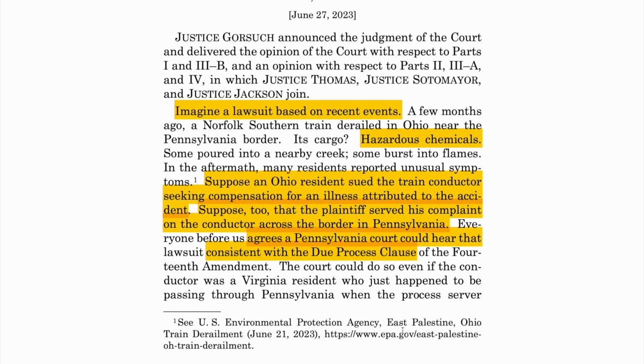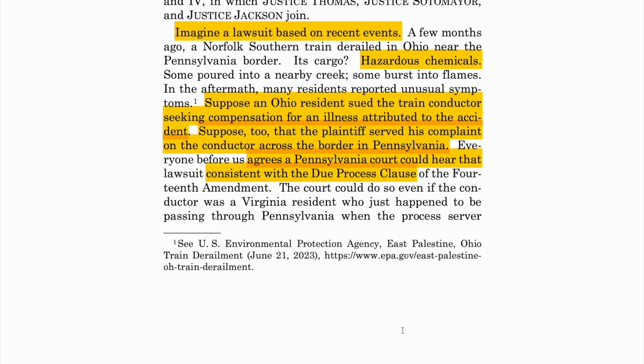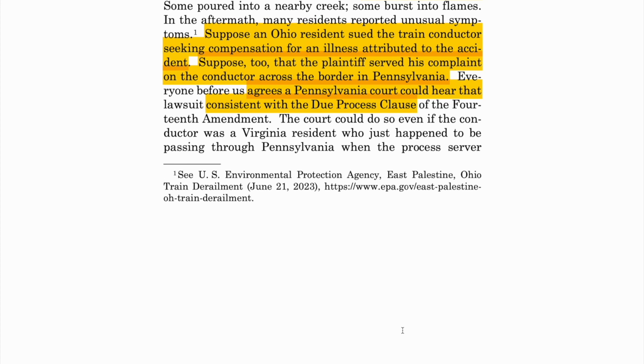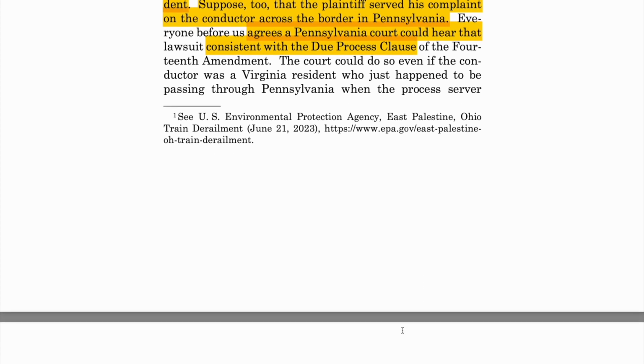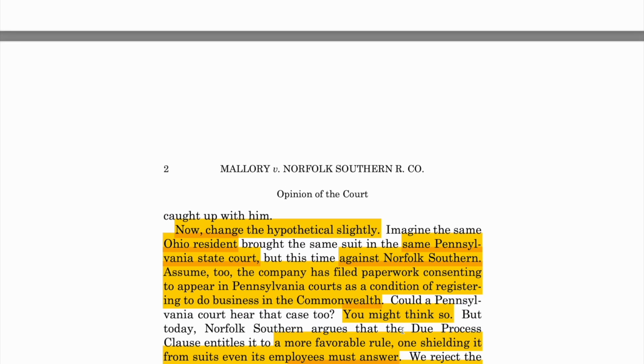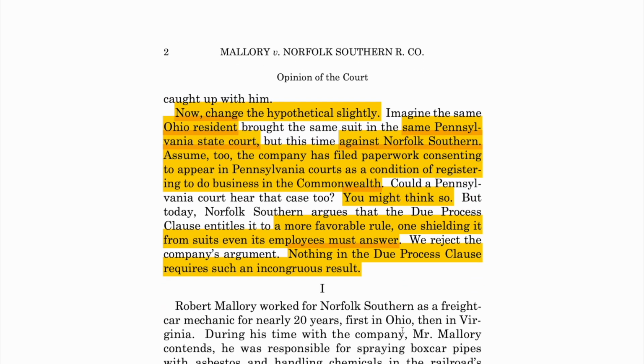Everyone before the court agrees a Pennsylvania court could hear that lawsuit consistent with the Due Process Clause of the 14th Amendment. And the court could even do so if the conductor was a Virginia resident who just happened to be passing through Pennsylvania when the process server caught up with him. Now let's change the hypothetical slightly.